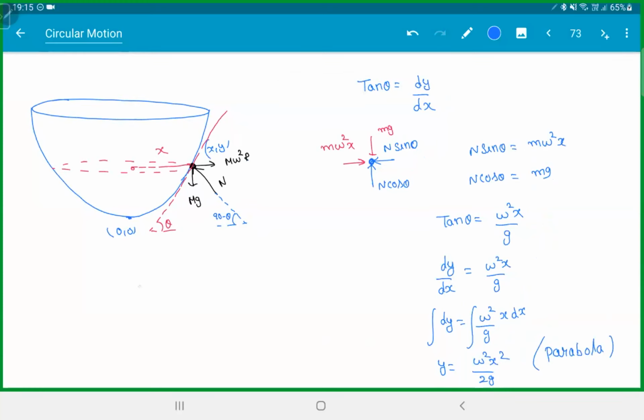And what is omega here? Time period is 2 pi by omega. So omega is 2 pi by T. Angle by angular velocity will give you the time period. You can put omega there and you'll get it. Check this out. Let the particle go at x comma y on a circle of radius x. Write the forces, get tan theta, put tan theta as dy by dx and integrate.